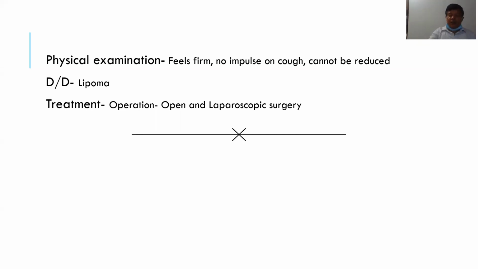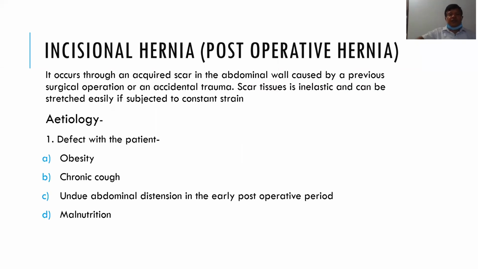Following this, we'll have to go for the next topic. One is incisional hernia, which is also called postoperative hernia. It occurs through an acquired scar in the abdominal wall, which is caused by a previous surgical operation or an accidental trauma. Here, scar tissue is inelastic and can be stretched easily if subjected to constant strain.